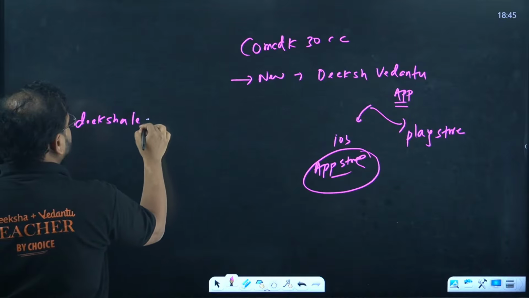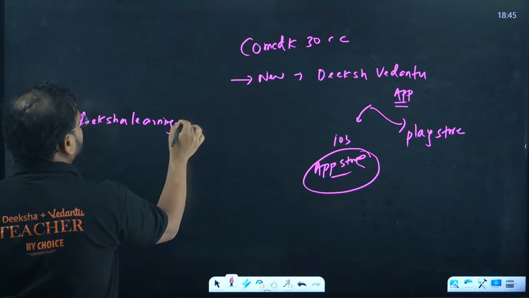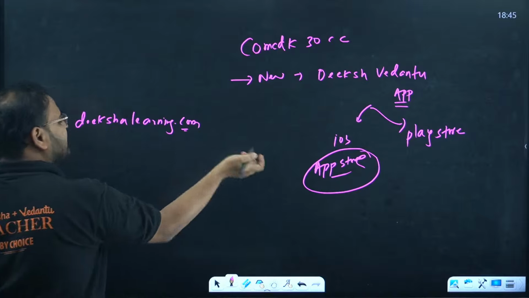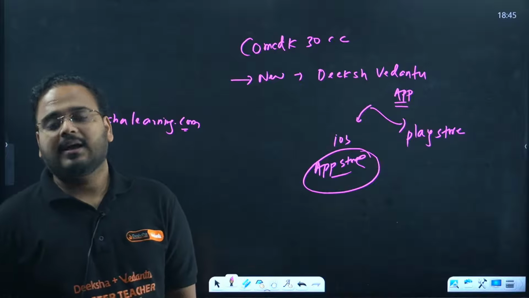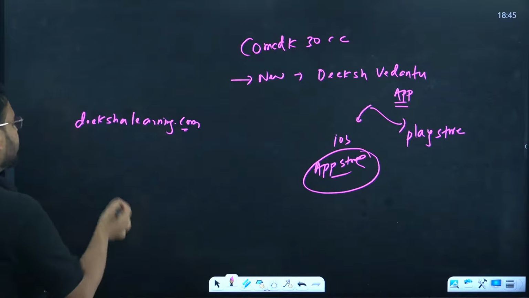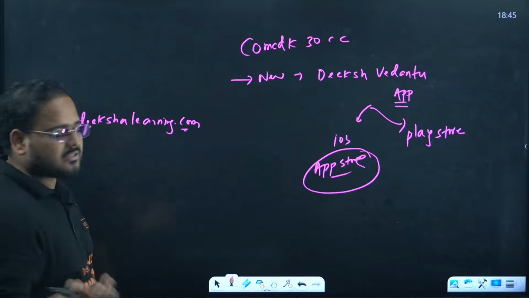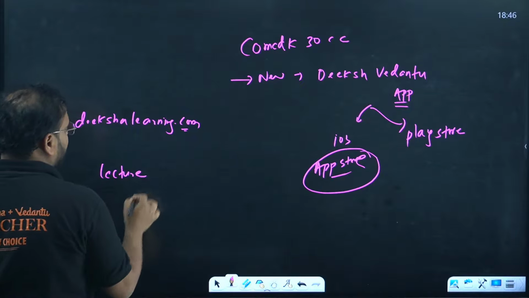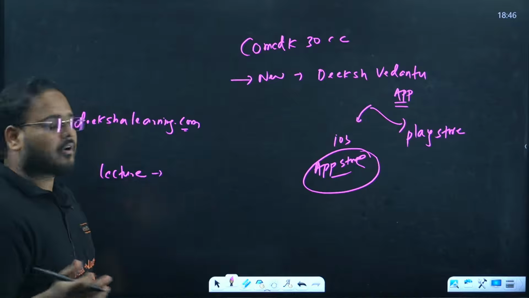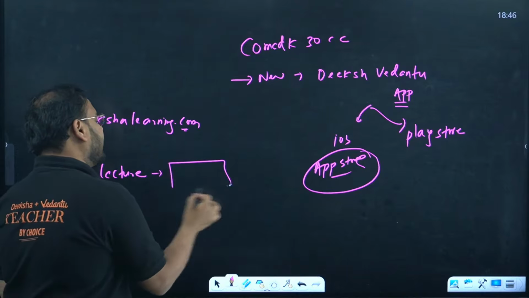If you're looking for the web version, go to learning.com. Sign in with your credentials, username and password, or you can create the password also. From there, you'll select your course and go to the lecture video. Whatever lecture you're going for, over there you will find the lecture video.